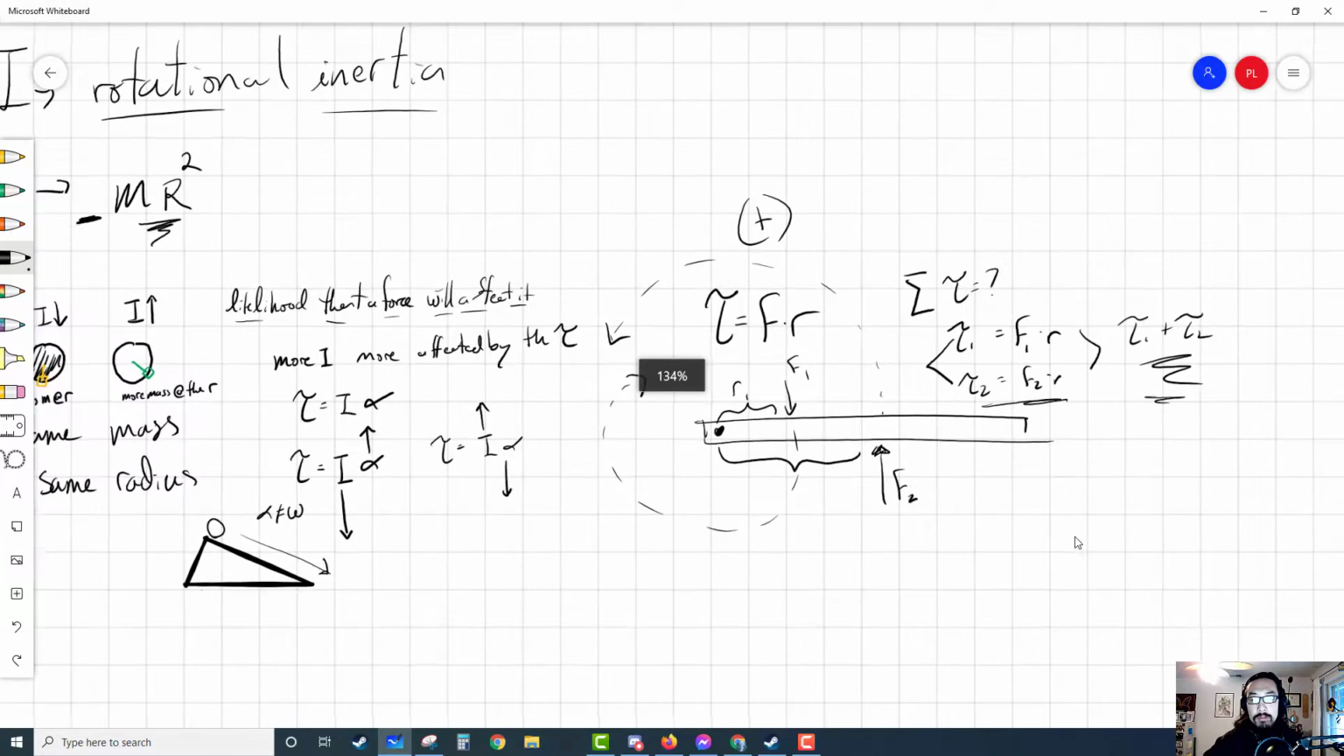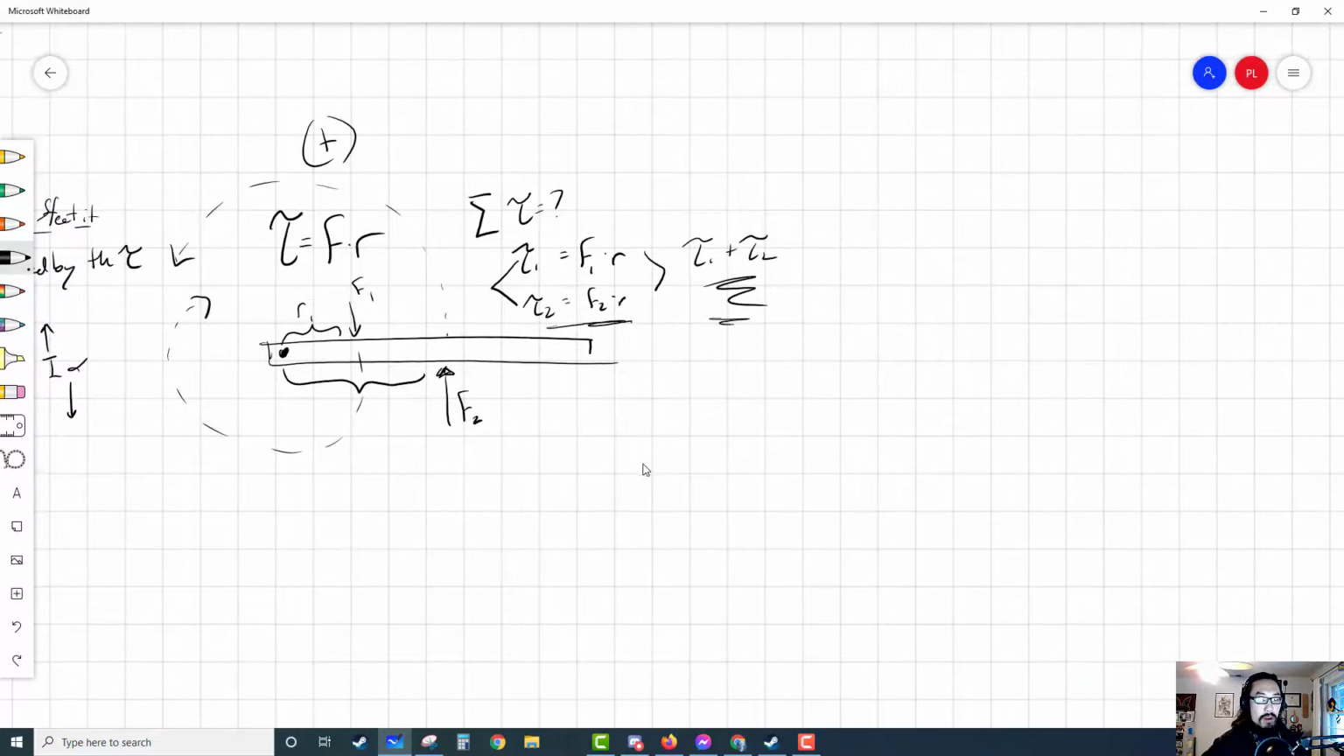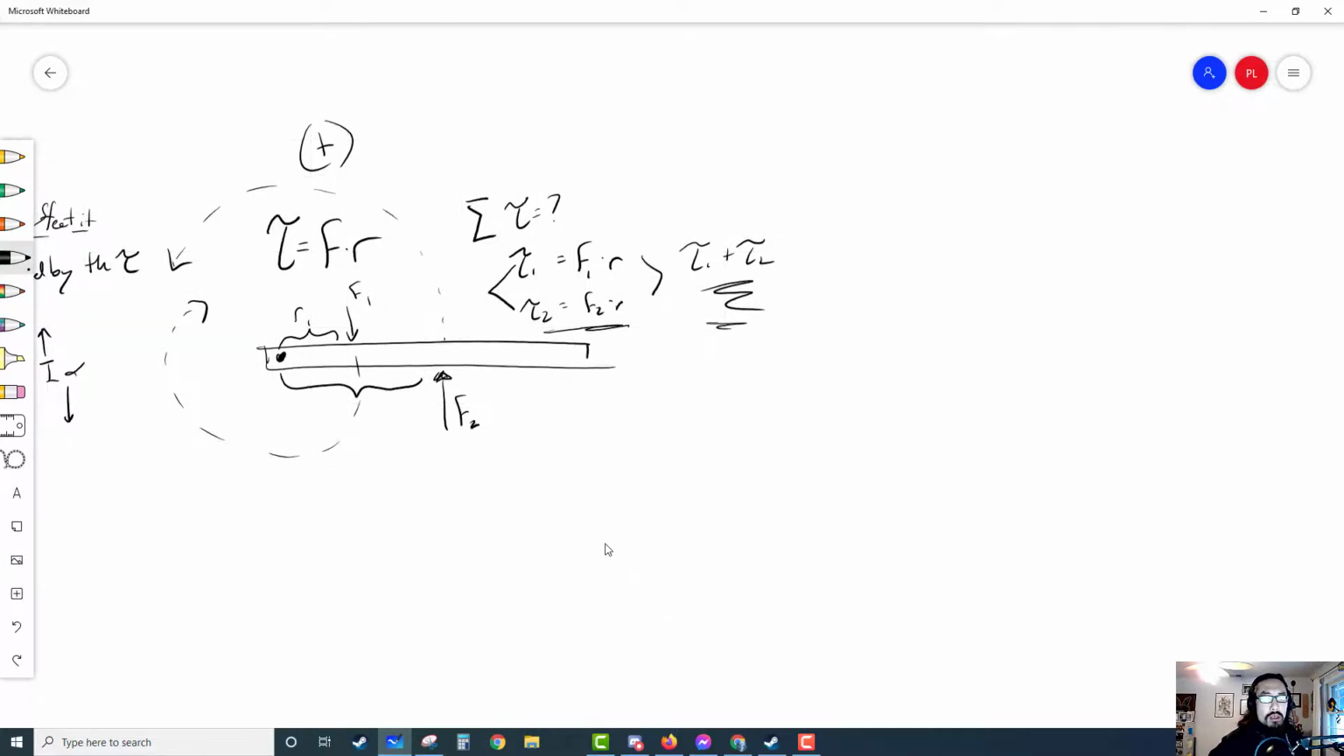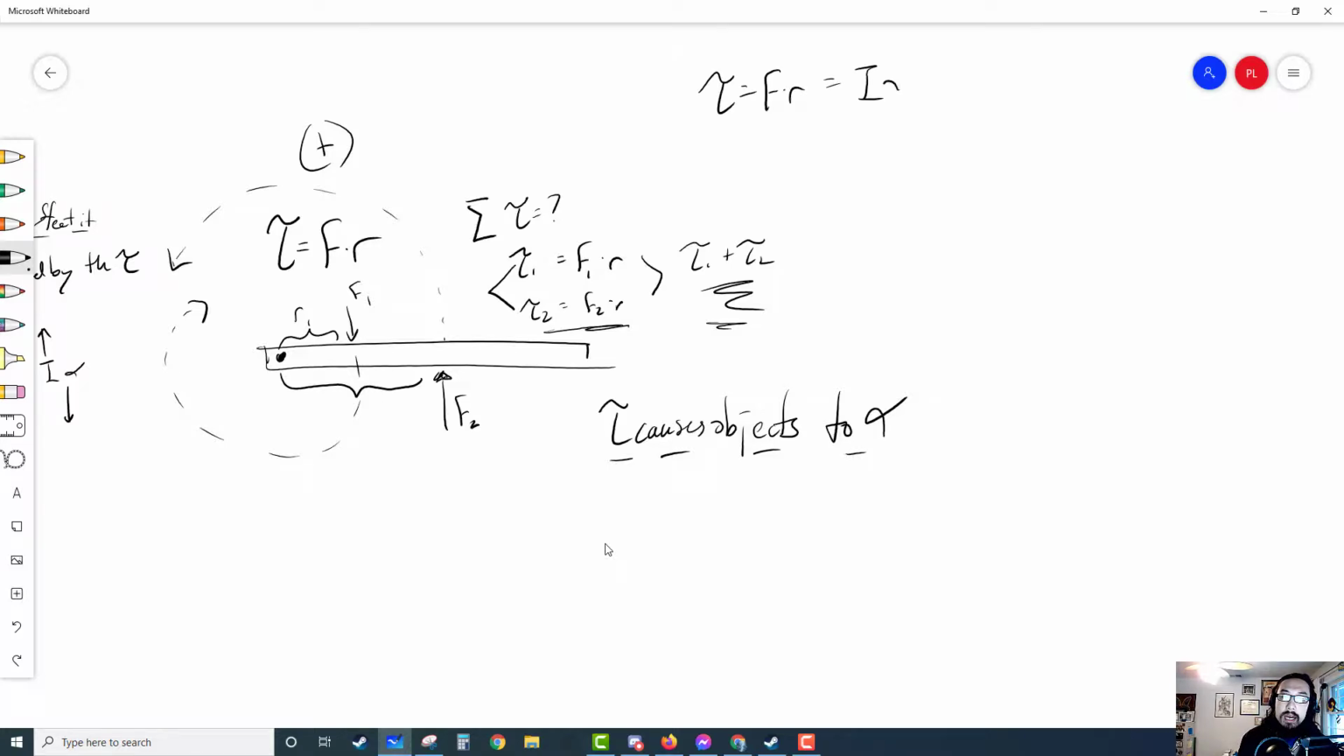So if you're ever given a scenario where you're given numbers and the radii, all you have to do is multiply the two together, and just know that a torque causes objects to rotationally accelerate. So that's alpha. The reason that we can say this is because we have the two equations: torque is force times radius, and I times alpha. So what this shows us is if you exert a force on a rotating object, that rotating object will accelerate.